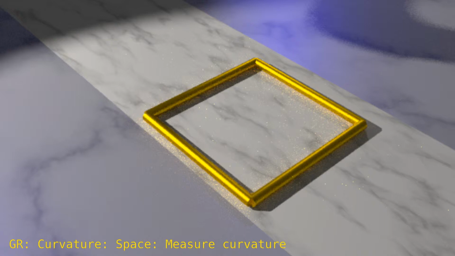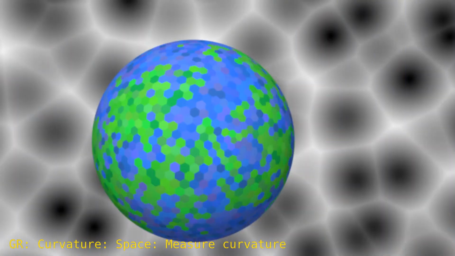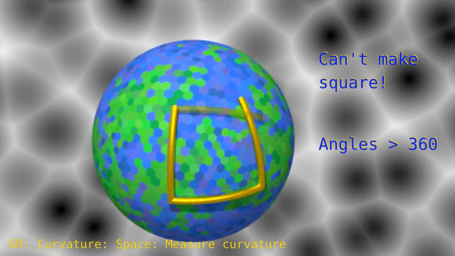But what happens when we try to do this on a sphere? Put one stick along the equator, then another pointing north. Now start from the initial point and put one stick pointing north, then another going west. It doesn't work. The endpoints don't line up, and the final angle is larger than 90 degrees.